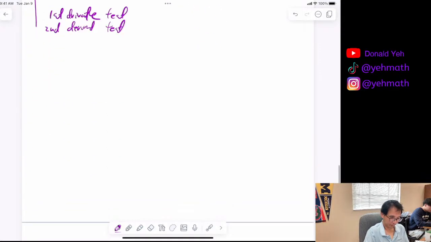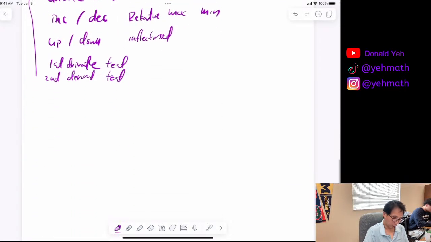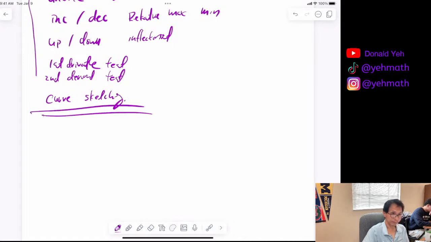Questions? Oh, you might have curve sketching. Draw the curve.